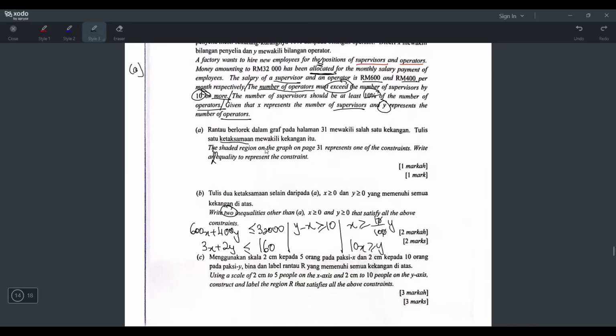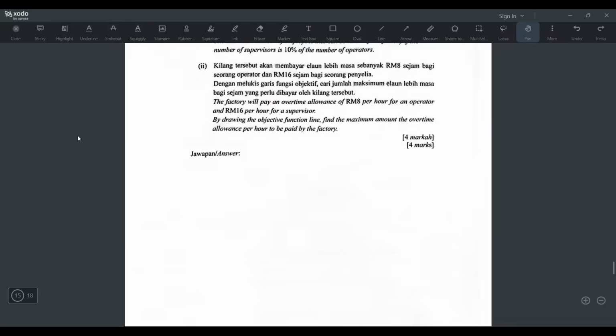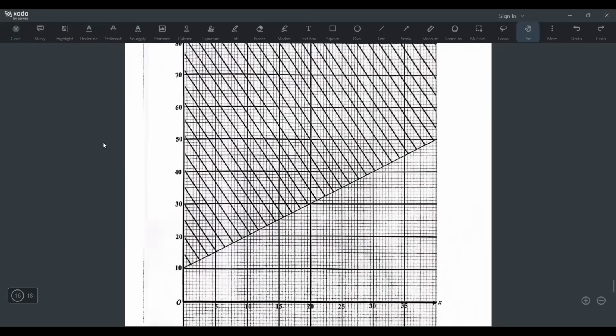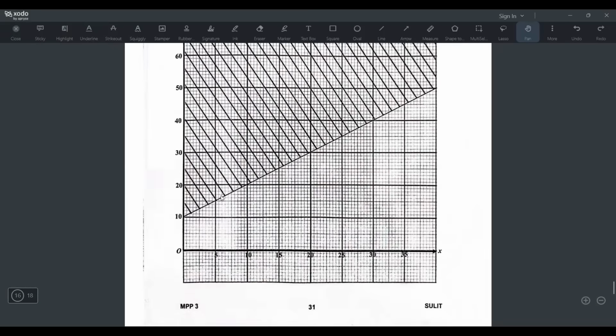So later when I scroll to the graph, they must have already drawn one line and shaded it for me. My job is to convert that back to the inequality, meaning the signs like smaller, bigger. Okay, let's go to the graph. As you can see, they already drew one line. How do you find the inequality? First, you need to know the equation of this line, so you need the gradient and the y-intercept.